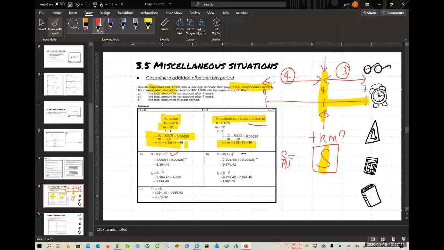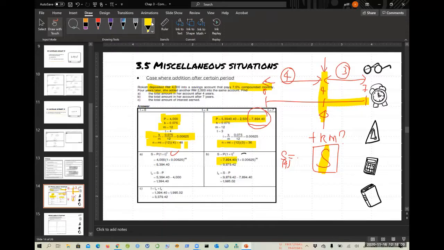So that means for the next 3 years, the interest will be calculated based on this initial principal at that particular location, right? So now you can see that the principal has changed from 4,000 to 7,894.40 after 4 years. Okay, so that's why for the second part, to calculate the total amount in her account after 7 years, you use 7,894.40.